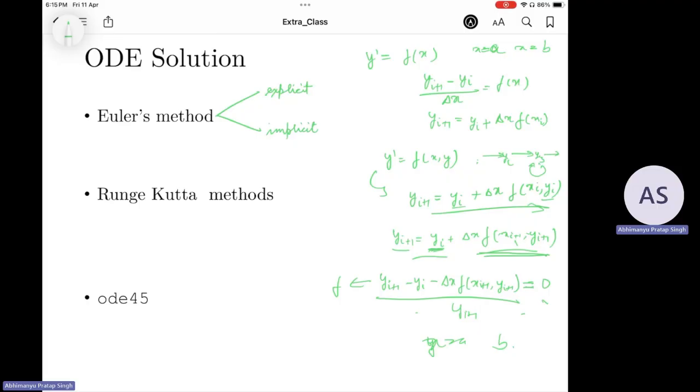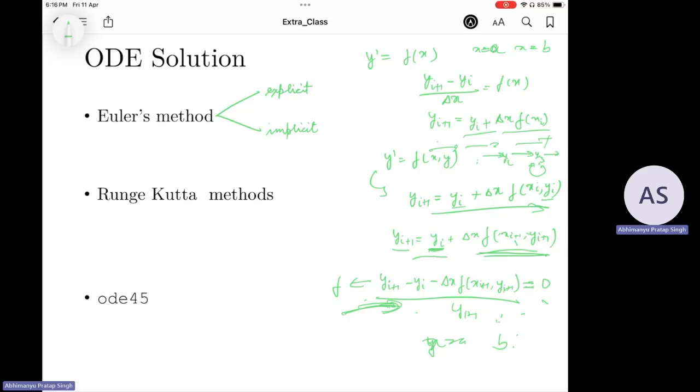We need to do root finding to calculate each yi plus 1, right? So this also takes time. That is why implicit methods are slower as compared to explicit methods. In explicit methods, there is just a simple multiplication and addition. So when do we do this incrementally? There, due to this circular dependence and this root finding, the solution usually takes longer, but it's also much more stable as compared to explicit methods. Okay.